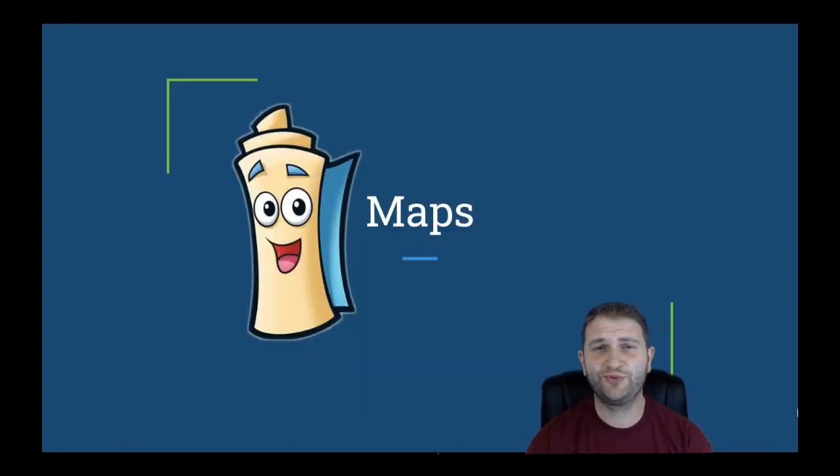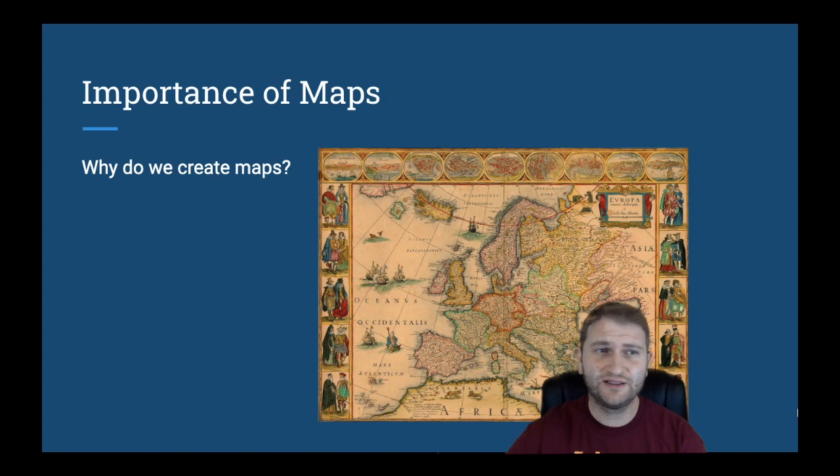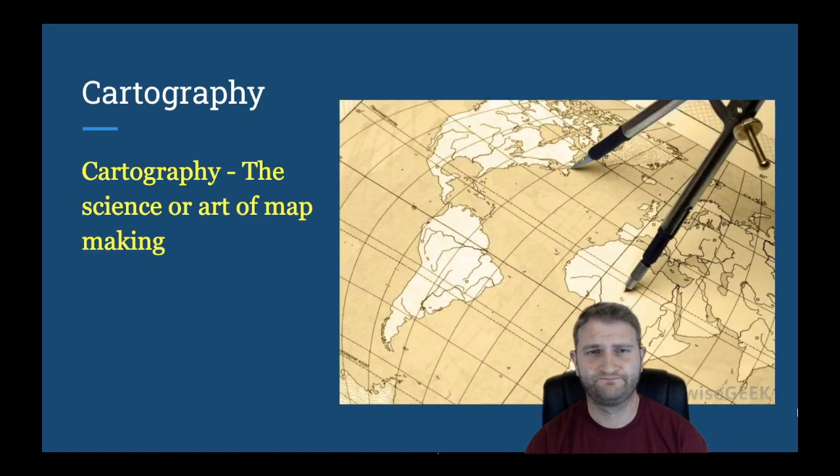Maps. Maps are really important to talk about as well, and it's a huge part of geography, creating maps. So why do we create maps? Well, it's mostly to understand where we are and where we're going, but to also share that information with other people. Cartography is the science or art of map making.